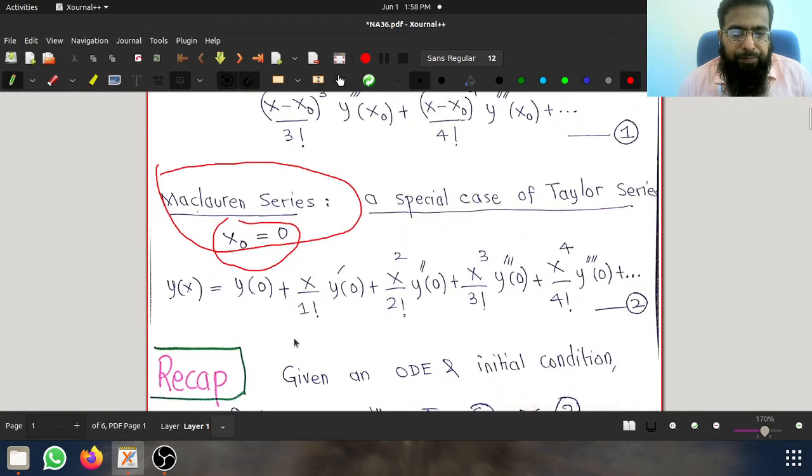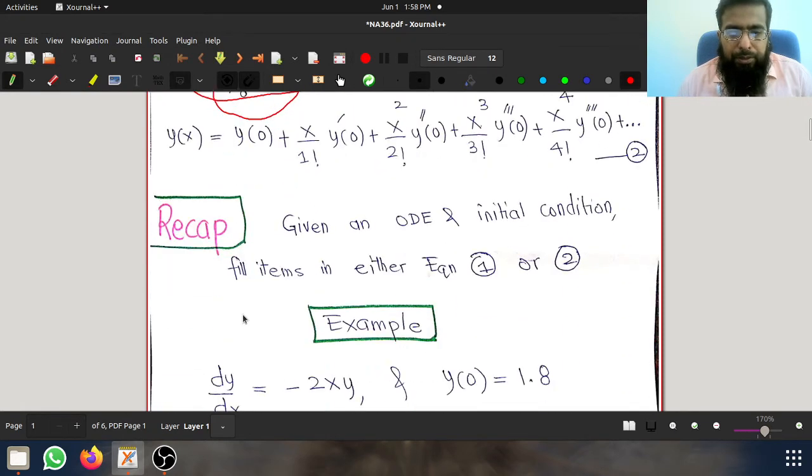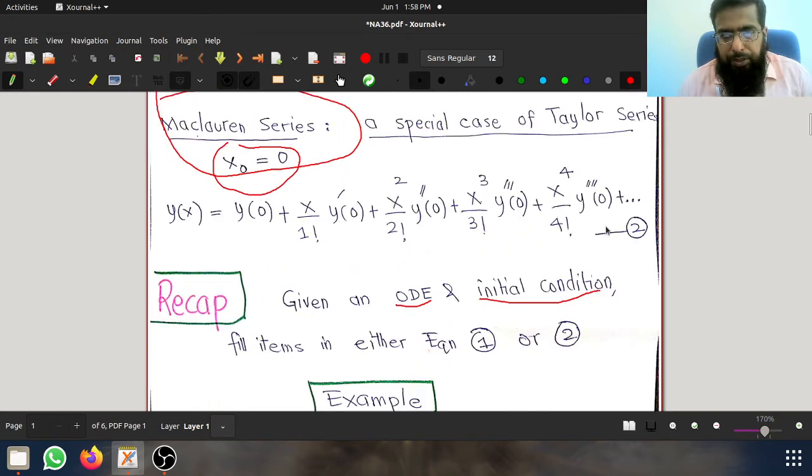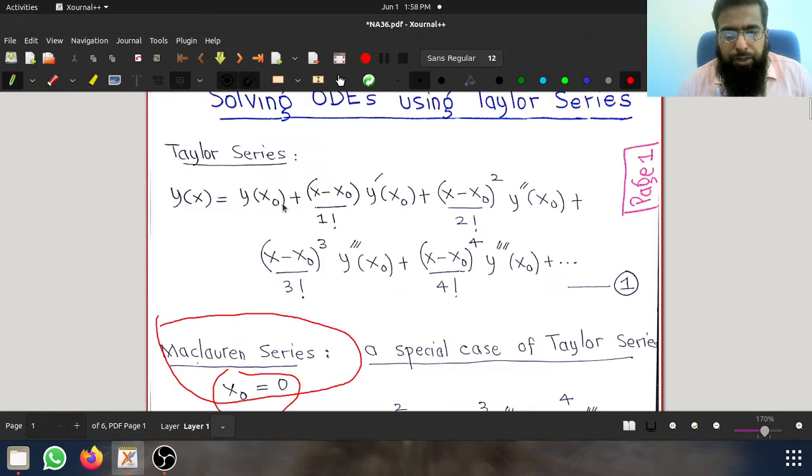In our last lecture, NA-35, we also studied that to find the solution of a given ODE, ordinary differential equation, we must be given the ODE and the initial condition, if it is a first order ODE only one initial condition, and we fill items in either equation 1 or 2. If x naught is 0, we'll use equation number 2. If x naught is not equal to 0, we'll use equation number 1.